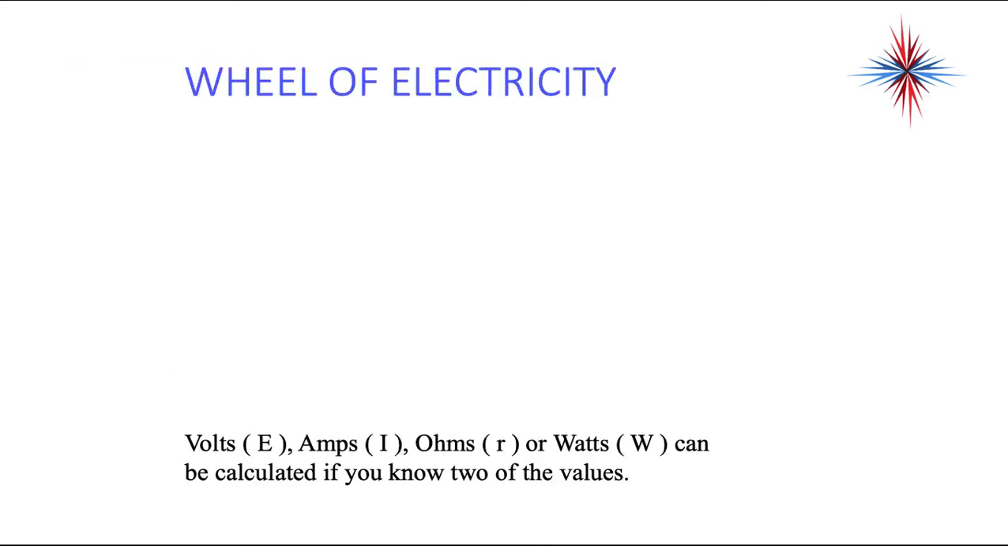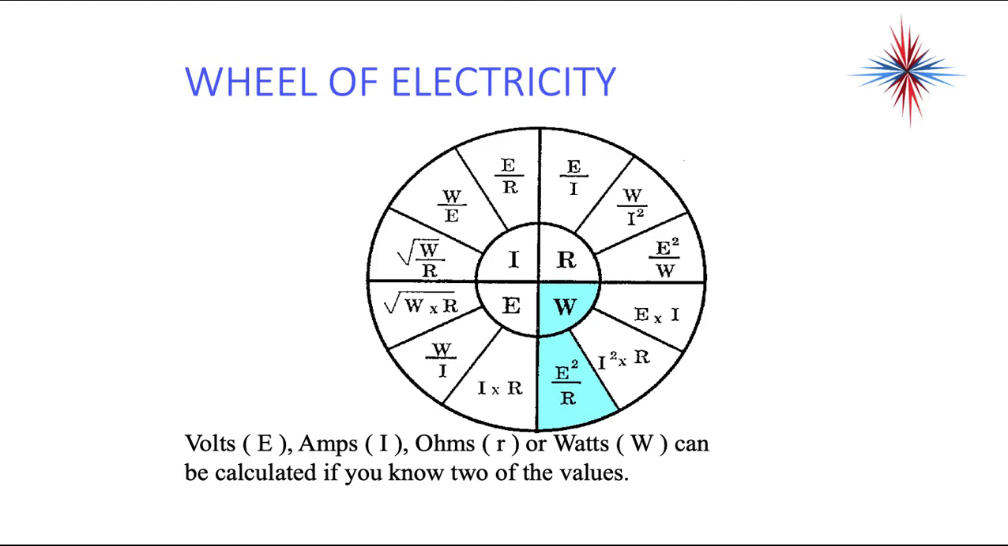So we have what's called a wheel of electricity that puts all of this together. Voltage, which is E, amperage, which is I, ohms, which is R, or watts, which is W, can be calculated if you know two of the values. So for example, if I know voltage and resistance, I can calculate amperage. If I know voltage and amperage, I can calculate watts. If I know amperage and resistance, I can calculate watts. So any of these can be calculated if you know two of the values. But it all comes back to the basics. E equals I times R.